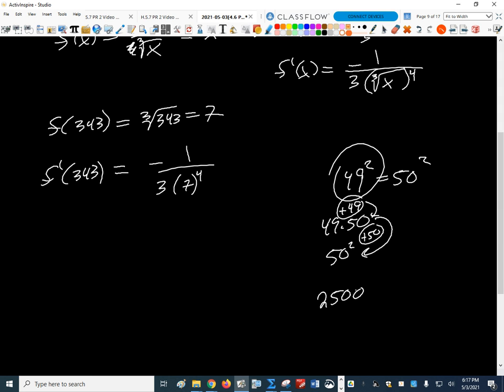So you can do this pretty quickly in your head. This is a good little trick. So that's going to give us 2,500 minus 49 minus 50, which is the same thing as minus 99. So the answer is 2401.